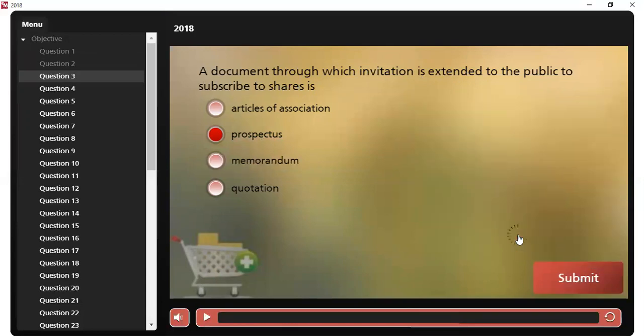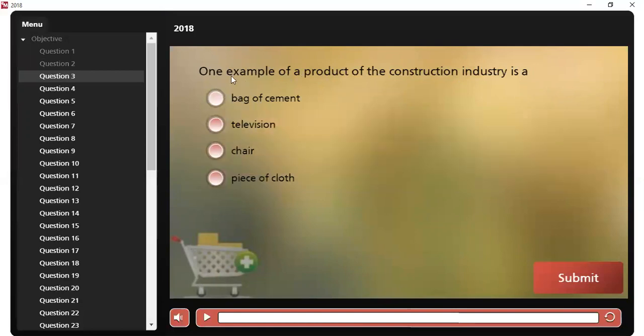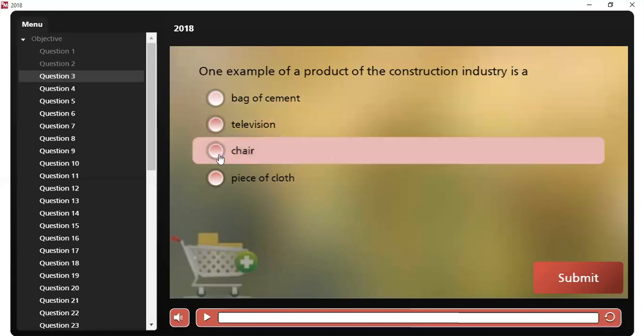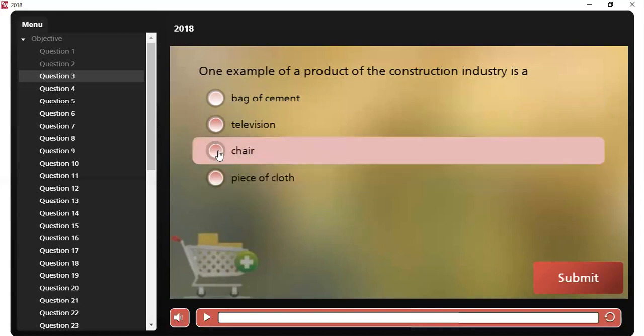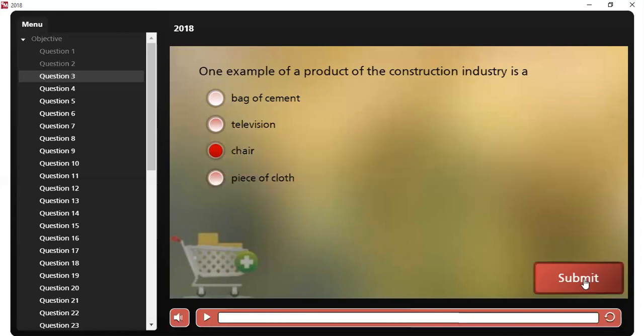Okay, question 3. One example of a product of the construction industry is: A. Bag of cement, B. Television, C. Chair, D. Piece of clothes. Now, our right answer is chair. Chair, table, etc. are all products of the construction industry.